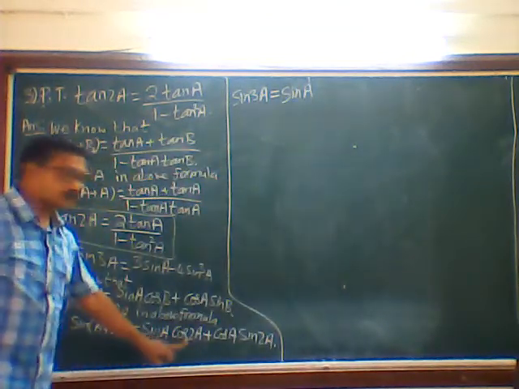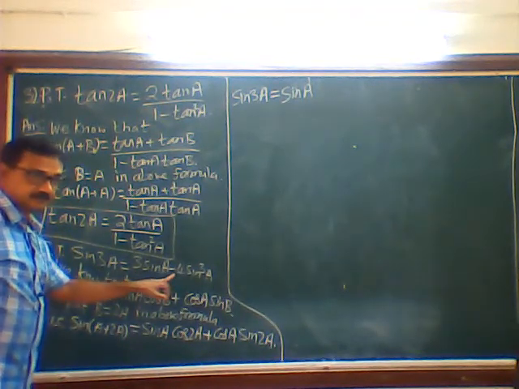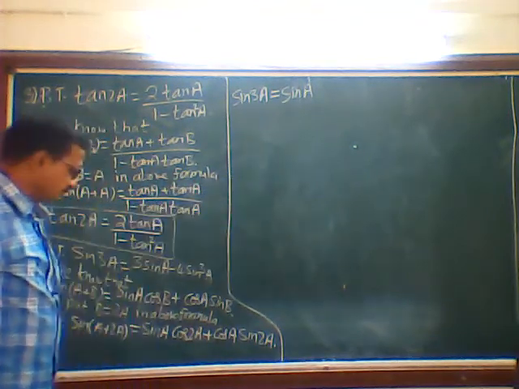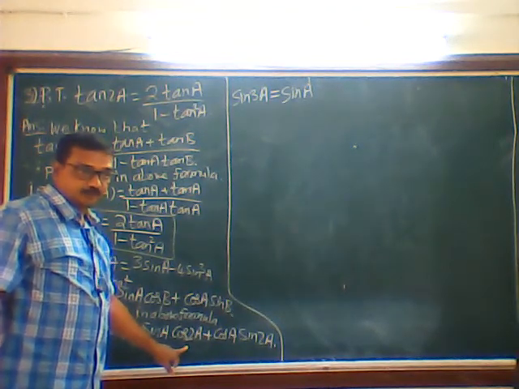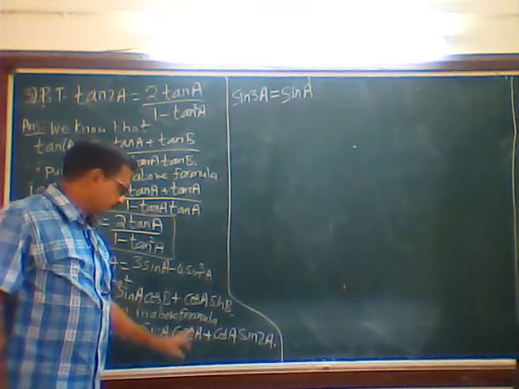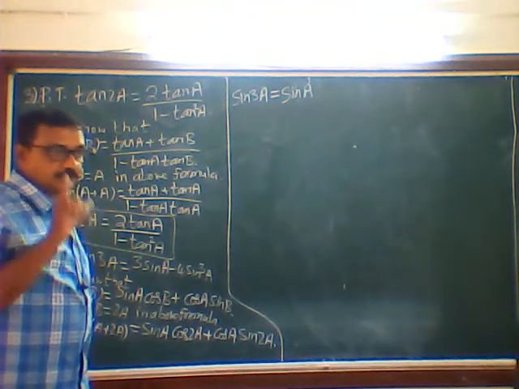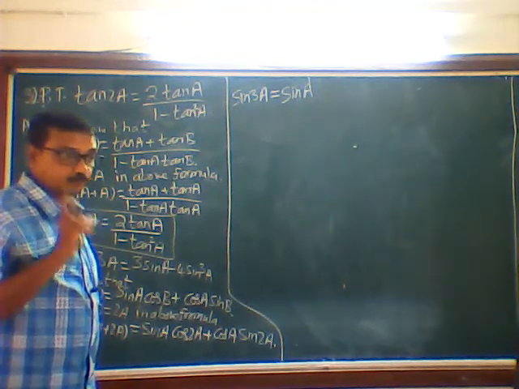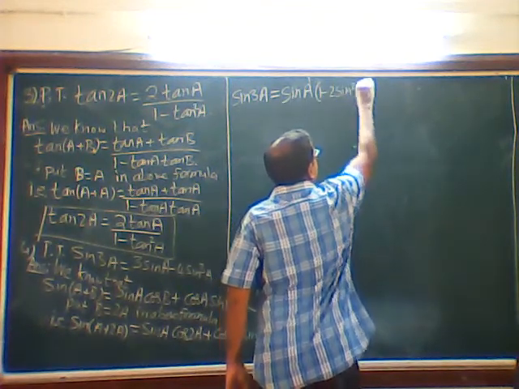Now cos 2A. In the formula I want everything in sin. That's why this cos 2A, which I derived last. Cos 2A is what? Cos square A minus sin square A. But I don't want cos square A, I want it in terms of sin only. So cos square A you write as 1 minus sin square A, minus sin square A. It will become 1 minus 2 sin square A.